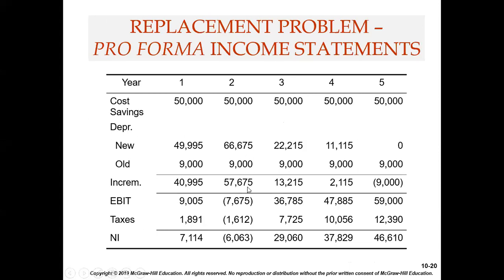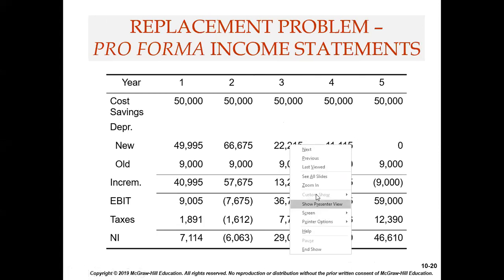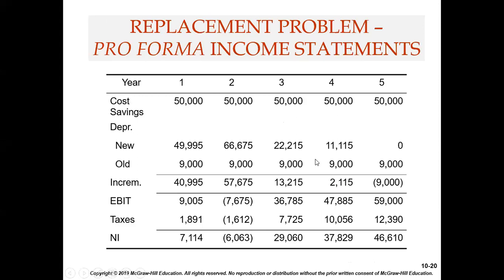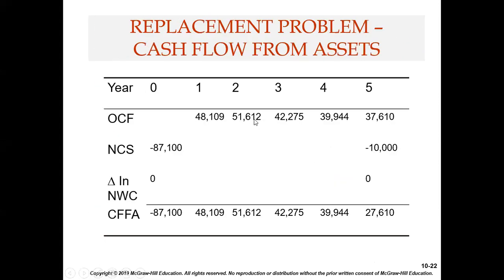Same with year 2, take your 57,675. Now you're actually going to subtract the 6,063. So the operating cash flow will be 51,612. That's where the year 3, 4, and 5 amounts come from. So that incremental change in depreciation is added back to either your net income, or that net loss would be subtracted to determine cash flow.